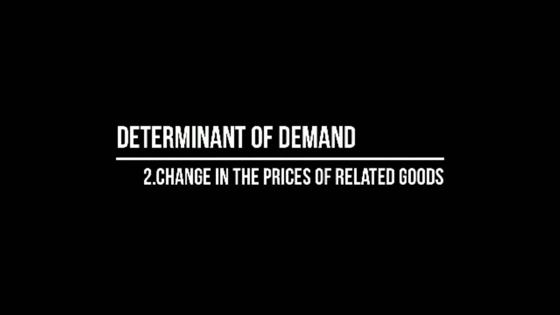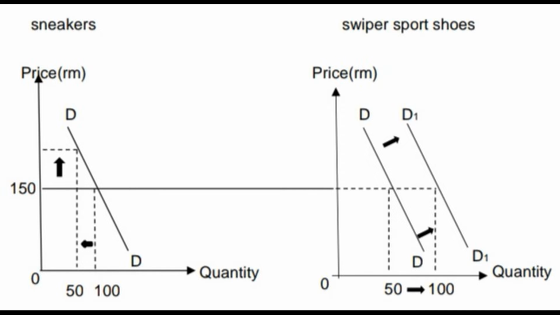Next, change in the prices of related goods. The graph shows that when the price of sneakers increases, the demand for sneakers will decrease because consumers will switch to buy more of our product than the sneakers.